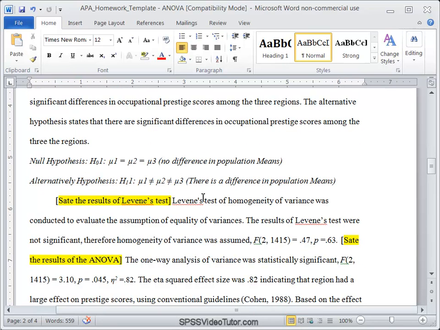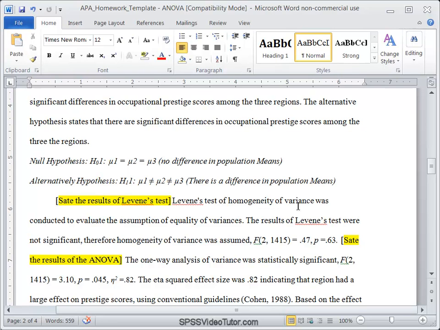Alright? Next, you want to report the significance of the test. And the first thing that you're going to report on is Levene's test of homogeneity of variance. Okay? This is very important. If Levene's test is not significant, you don't have to report the results. You can simply say that there were no violations in the assumption of equality of variances, or you can just skip it altogether. Okay? But in this case, I just wanted to illustrate it for demonstration purposes.